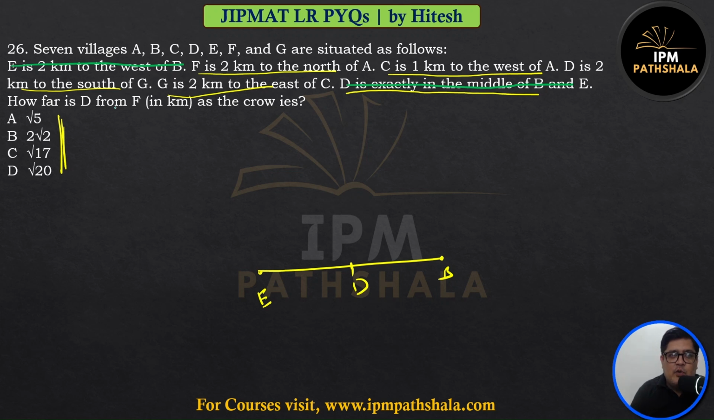D is 2 kilometers south of G. So D is to the south, G will be upwards. This is one, this is one. Whatever I'm using, I'm crossing it off. G is 2 kilometers east of C. So G is towards the east, so C should be this side.